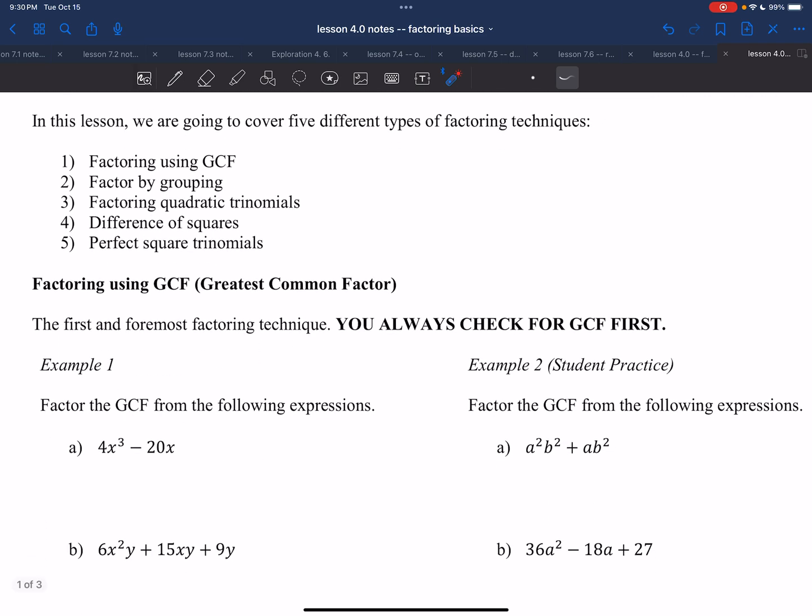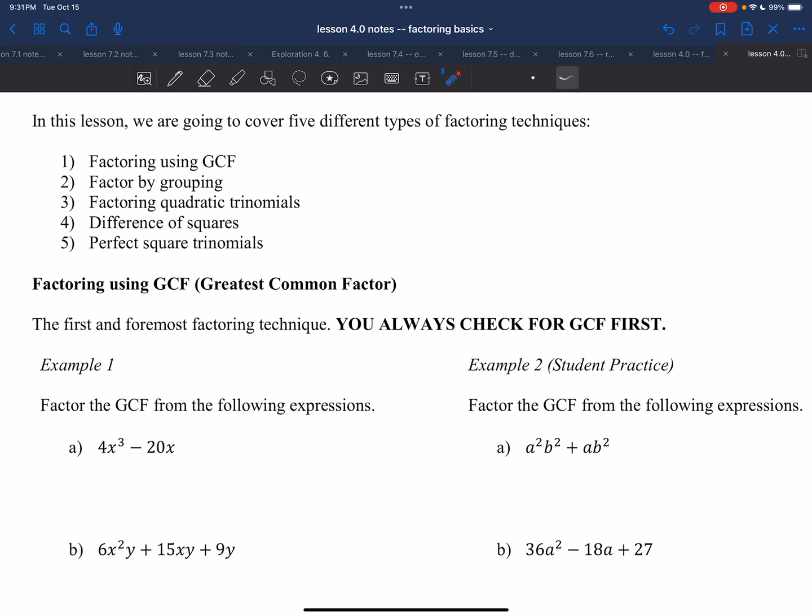Now, in this lesson, we're covering 5 different techniques for factoring. And these are all very technical techniques. I have a separate video that's going to come after this, 4.0 continued, and that's going to show you some little factoring tricks you can do. These are techniques with a technical explanation as to why they work. Yeah, 5 different factoring techniques you can use when factoring polynomials.